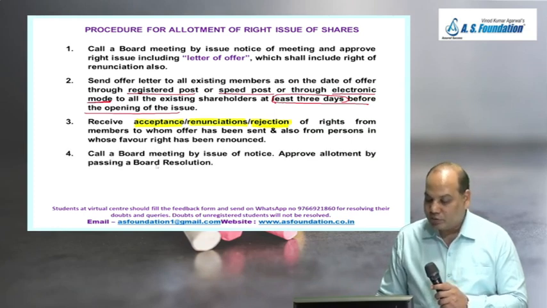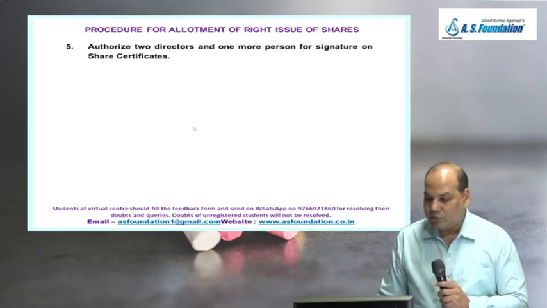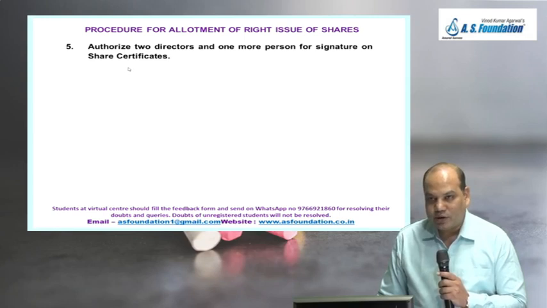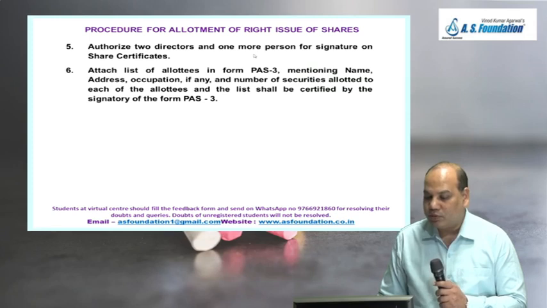Call a board meeting by issue of notice. Now what is your task? Approve the allotment by passing a board resolution. Fourth step is allotment. Fifth is authorize 2 directors and 1 more person for signature on the share certificate. In case the share certificate has to be issued, 2 directors and 1 more authorized person would sign the share certificate. But if it is in demat form, no signature.